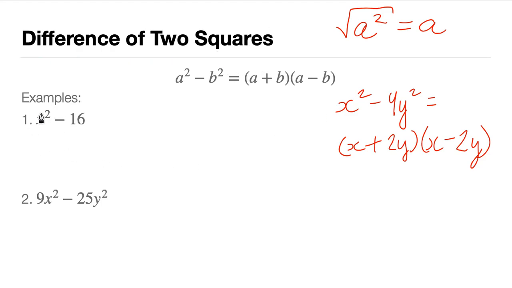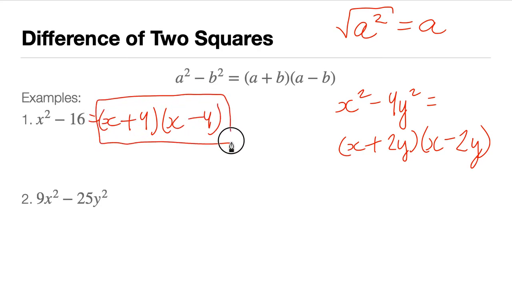Now let's try this example. For number one, this is a perfect square, this is a perfect square, and they are separated by a minus sign, so that's perfect for our difference of two squares. So what we're going to do: the square root of x squared is x, the square root of 16 is 4, close parenthesis, do the same thing here, and then put a plus sign and a minus sign. That's it. Pretty simple, right? And powerful too.